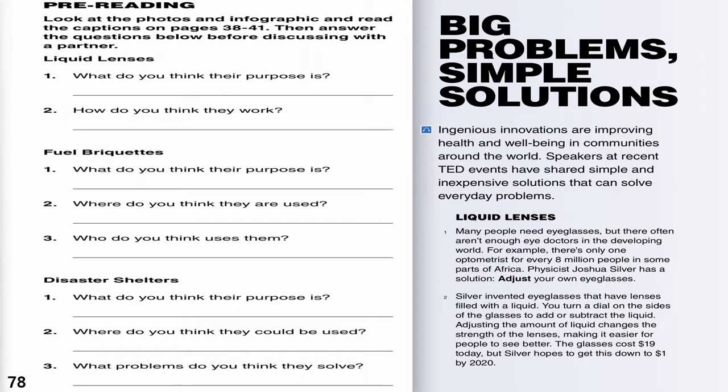You don't have to worry about that before we check your answers. But remember, this is pre-reading, not reading. So this is what do you think? If you look at the questions, all of them are asking what, where, who do you think? So just quickly look at each of these and answer these questions, but we will go one by one. So right now, only look at the questions for liquid lenses. That's all. I'm only going to do the answers for liquid lenses. Then when we're done, fuel briquettes, then disaster shelters. All right, so for only liquid lenses, take as much time as you need. Pause the video now.